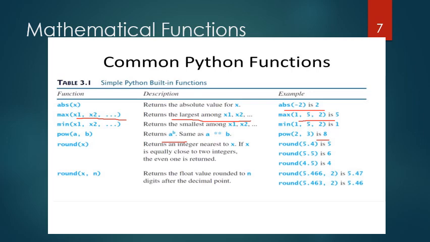round(x, n) returns a float value rounded to n digits after the decimal point. round(5.466, 2) is 5.47. It is rounded to 2 decimal digits. These are a few mathematical functions supported in Python.